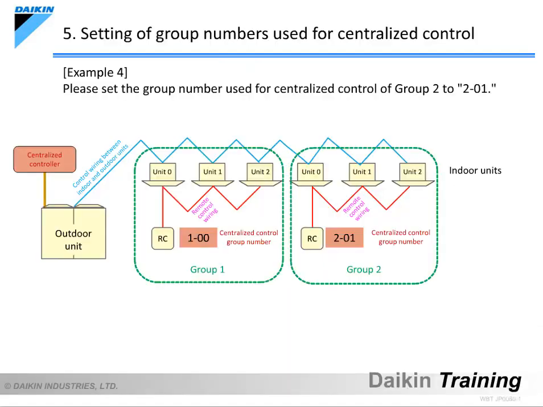Next, let's learn how to set group numbers for centralized control. When a centralized controller is connected in order to operate and monitor the indoor units from a remote location, a group number for centralized control must be set for each group. Now, let's learn how to set a group number using this example. Example: please set the group number used for centralized control of group 2 to 201.